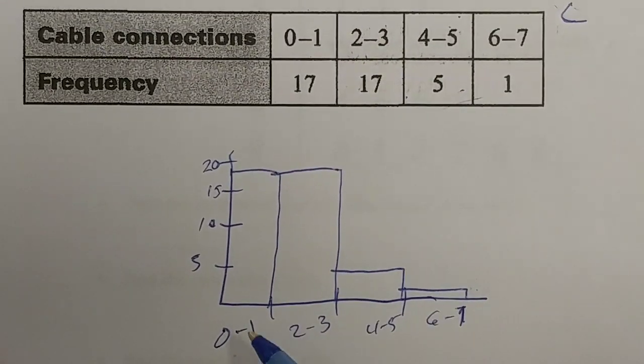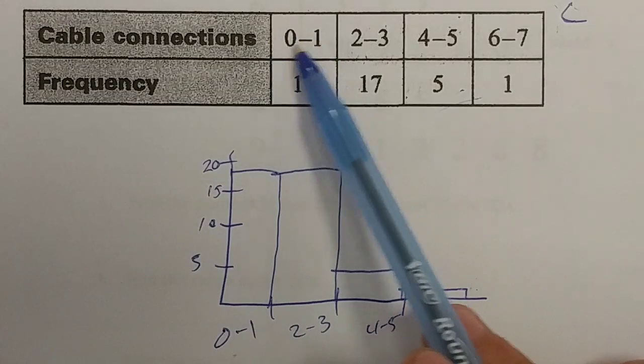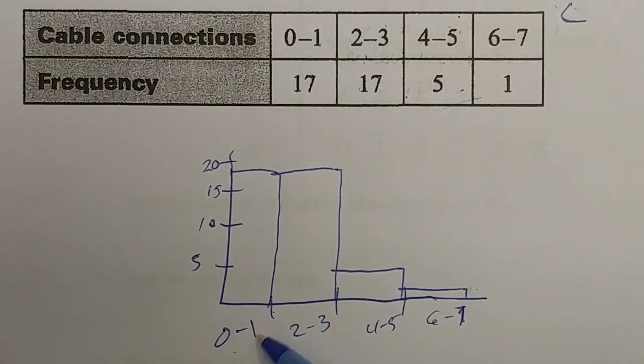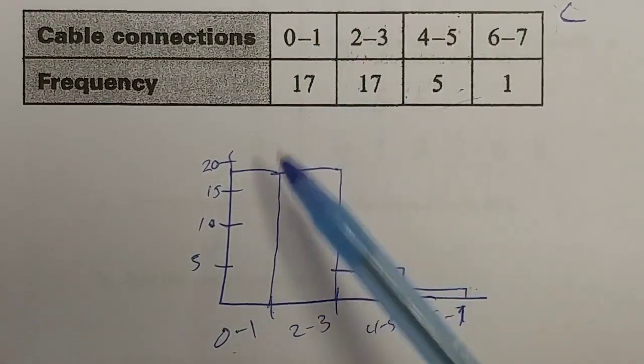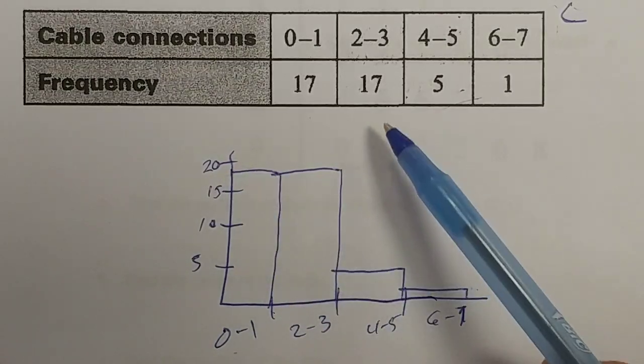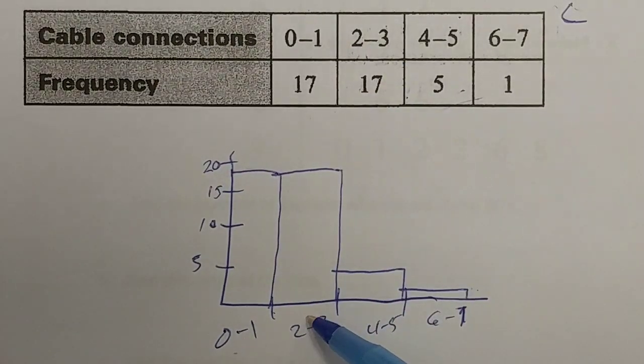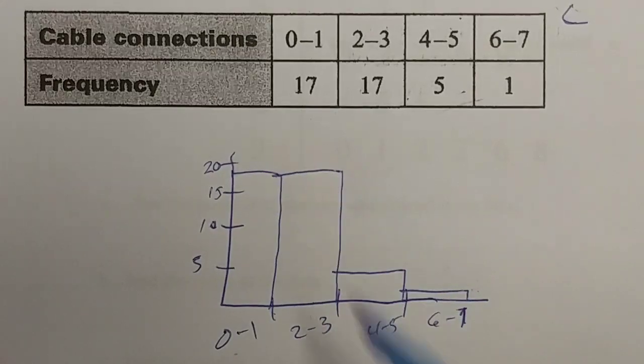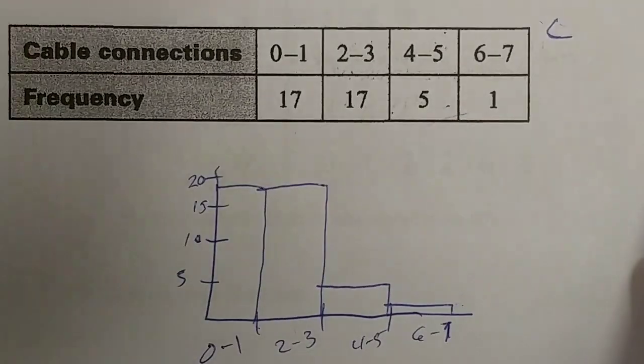Just let me explain what happened. 0 to 1 is the 0, 1 category here. So since 0, 1 has 17 hits or 17 frequencies, you go up by 17, which is around here. 2 to 3 also has 17, so 2 to 3 should be at the same level, 17. Please don't forget what a histogram is.